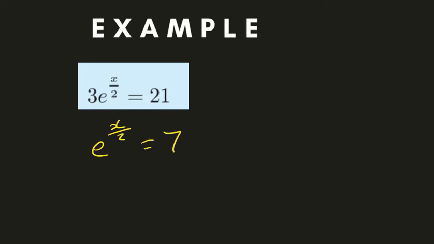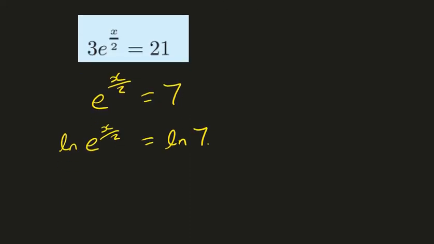So e to the x over 2 is equal to 7. Now we'll take ln of both sides. So ln e to the x over 2 equals ln of 7. And if we haven't understood this already, ln and e are logarithms and exponentials. They're inverse of each other. What is it I raise e by to get e to the x over 2? x over 2. And ln of an e, it just undoes the operation.